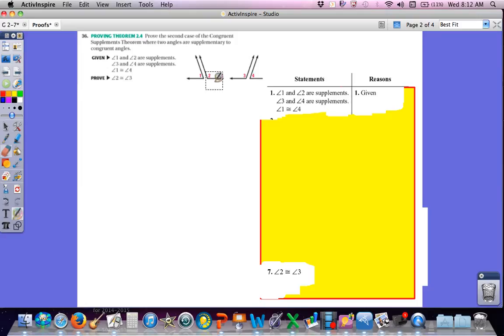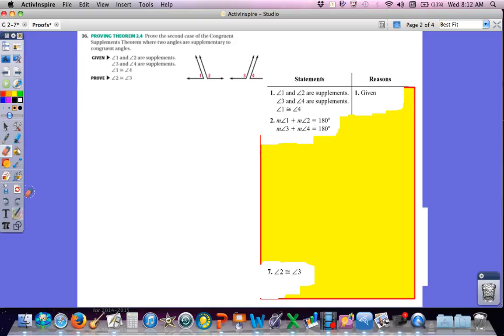statements. We know that if 1 and 2 are supplements, the measure of angle 1 plus the measure of angle 2 equals 180. We know the same thing for 3 and 4. And we know that if angle 1 is congruent to angle 4, then the measure of angle 1 is equal to the measure of angle 4. So I would list those three things out. You do not have to end up doing it in the same order as they did.